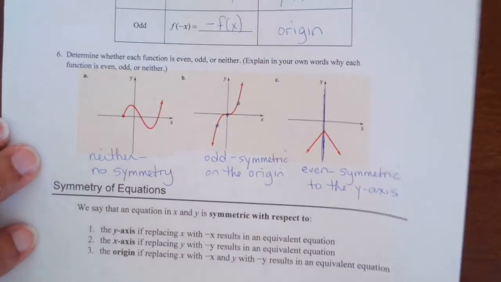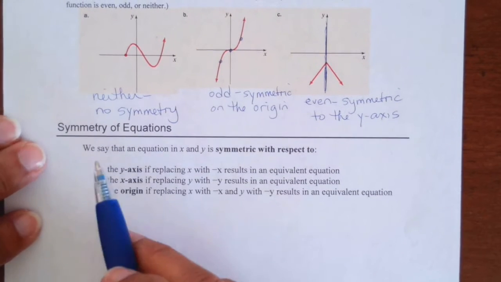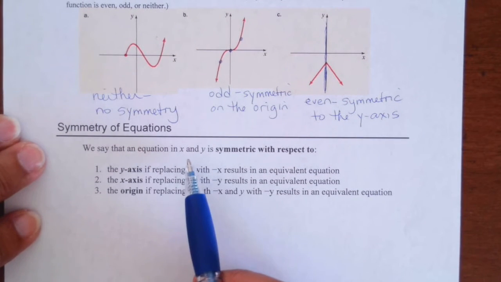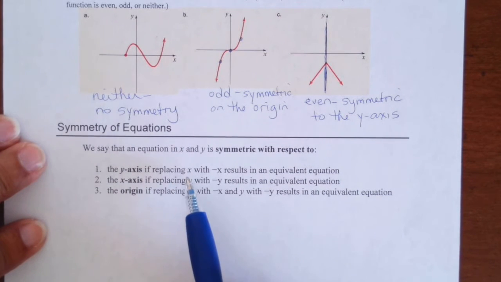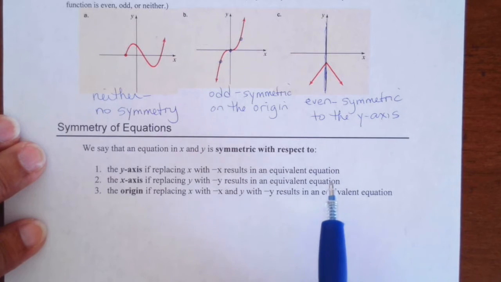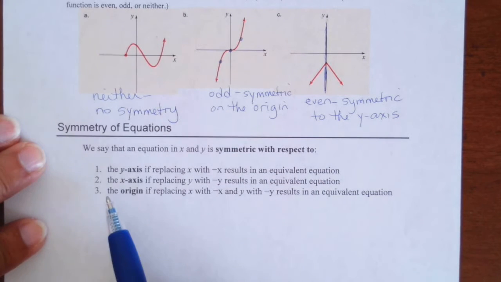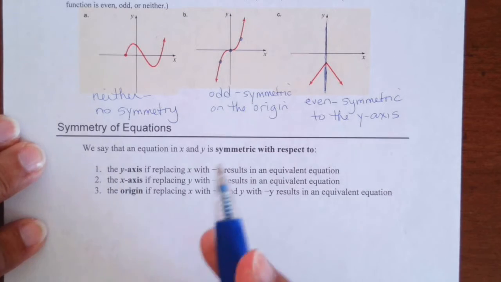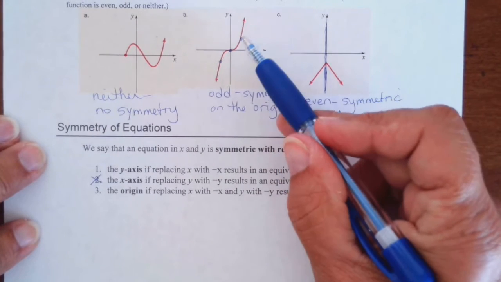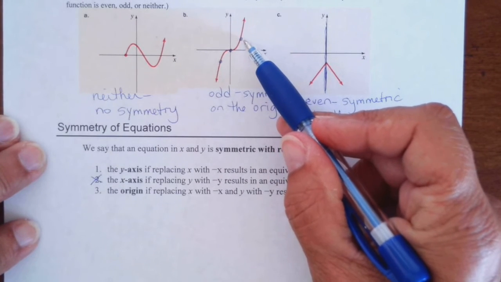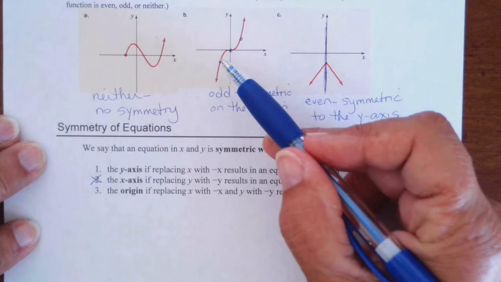All right. Now, it says down here, the symmetry of equations. We say that an equation in x and y is symmetric with respect to the y-axis if you replace x with negative x and you get the same equation you started with. It's symmetric to the x-axis, which we're not doing, because we'll talk about that in a minute. And then the origin, if you replace x with negative x and y with negative y, you get the same equation. So if you are at, let's say this was the point (1, 2), then this would be the point (-1, -2).